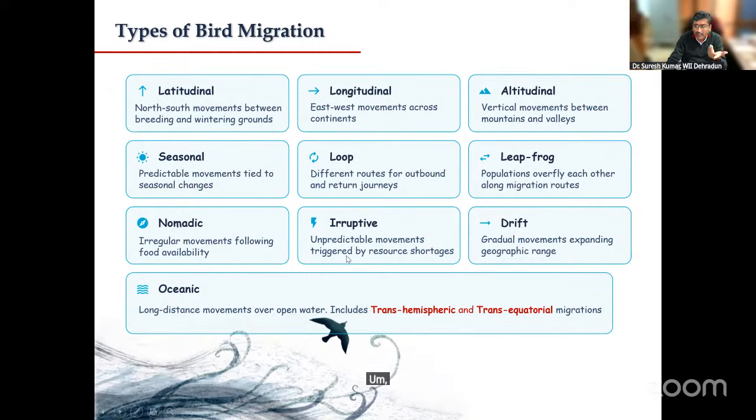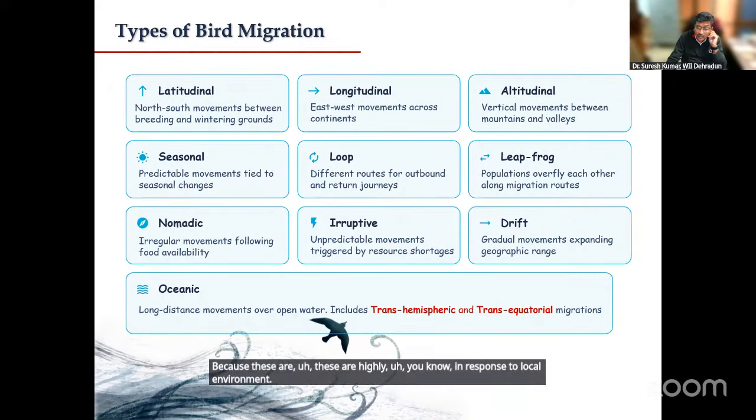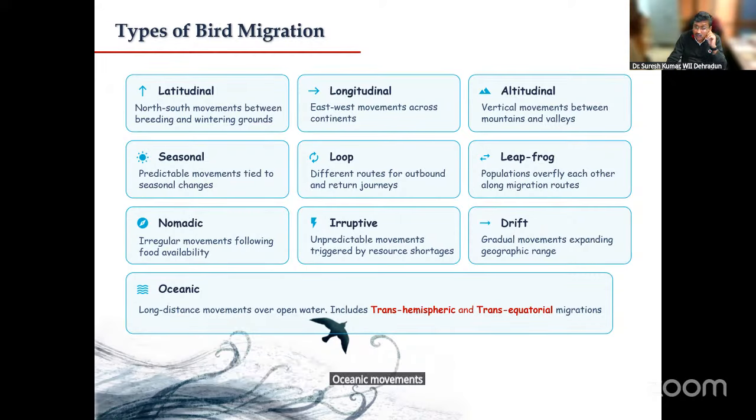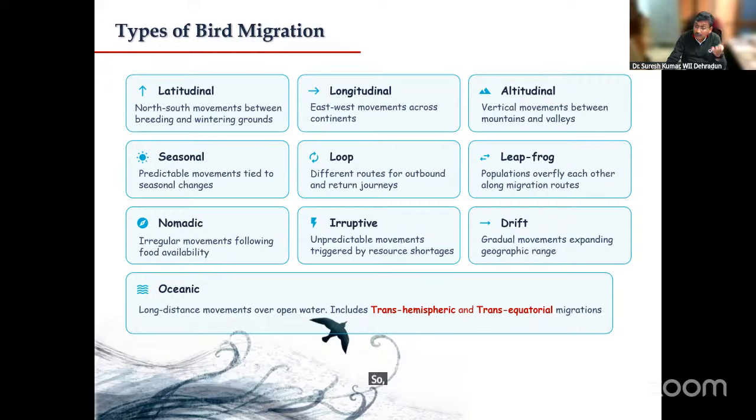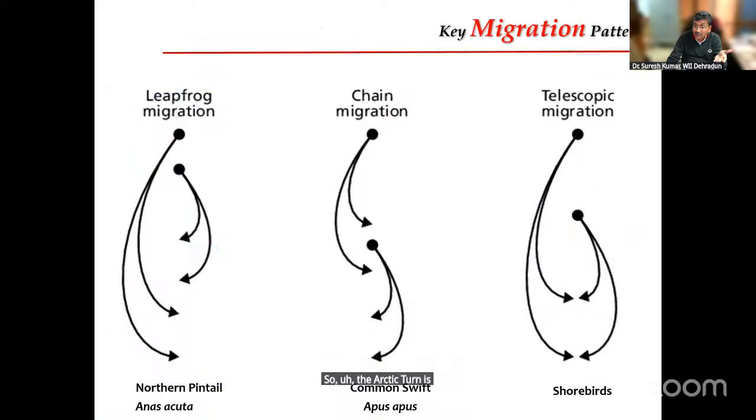We skip the nomadic, eruptive, and drift, because these are highly in response to the local environment. Oceanic movements are long distance movements over open water, and include transhemispheric and trans-equatorial migrations. So the Arctic tern is one example, but there are other examples which I'll tell you. There are a few key migration patterns that I wanted to bring to everyone's knowledge.